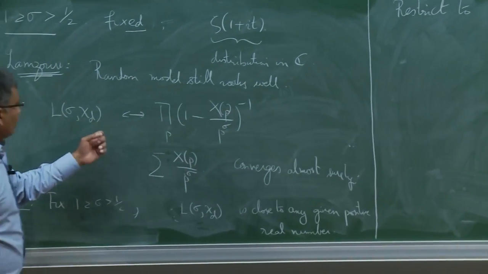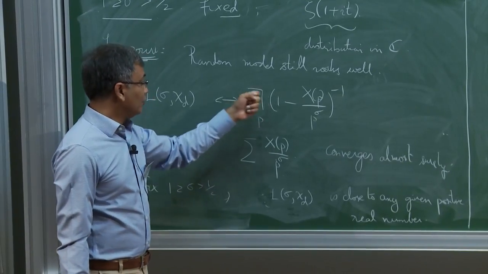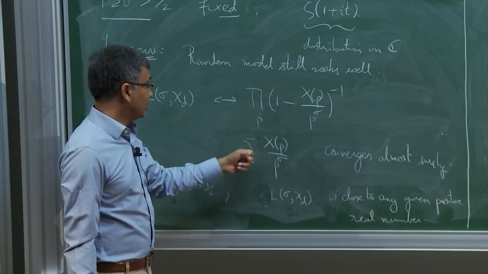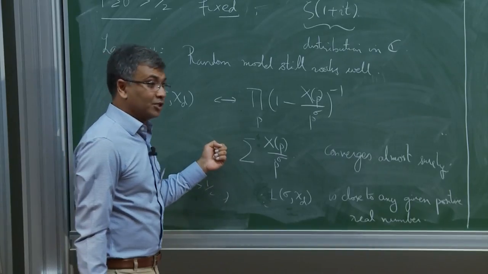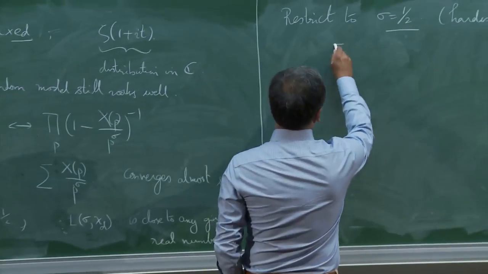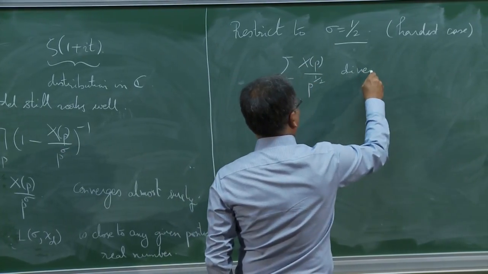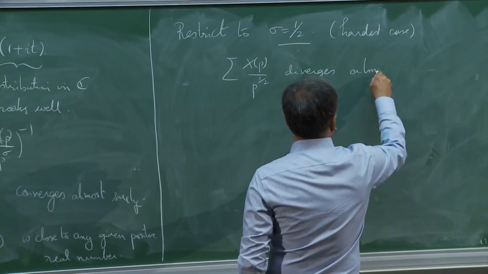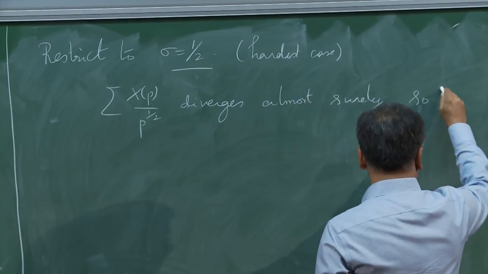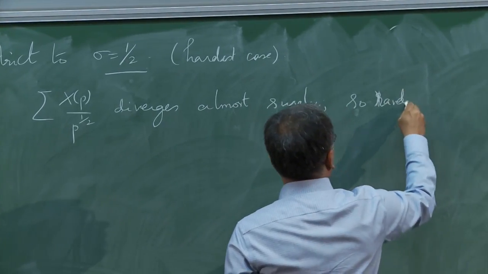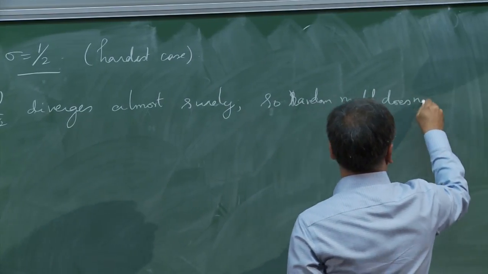So you can see that one way in which things fail is that the random model is no longer meaningful. If I write down a random Euler product of this type, then this series does not have to converge anymore. In fact, the sum of x_p over square root of p diverges almost surely. Doesn't quite work.